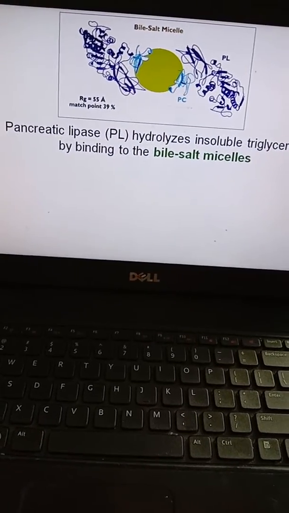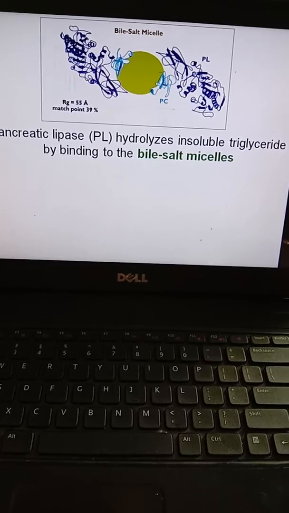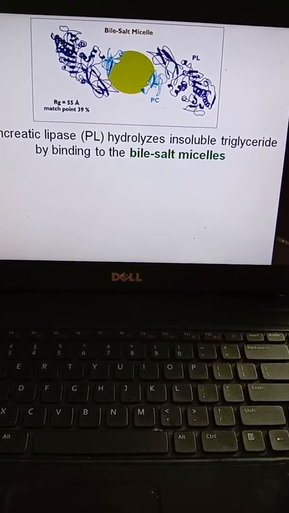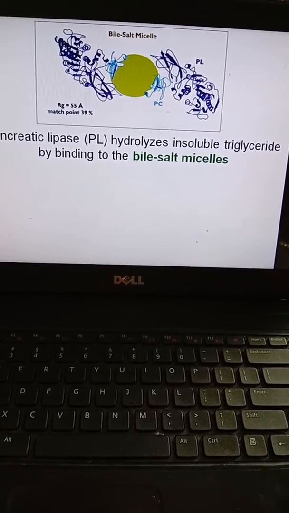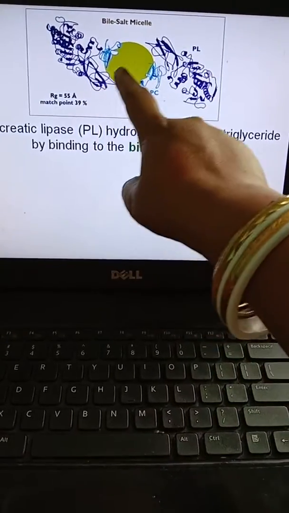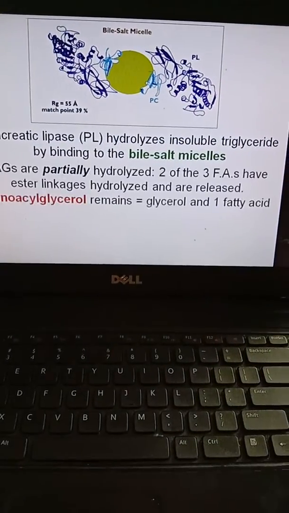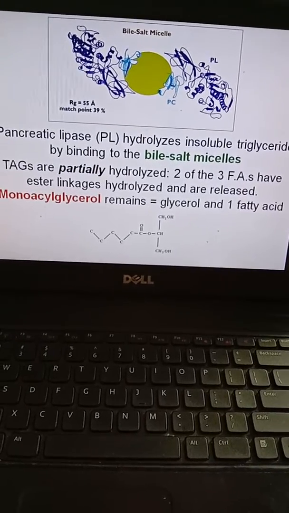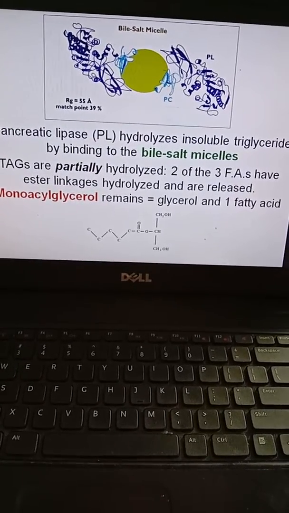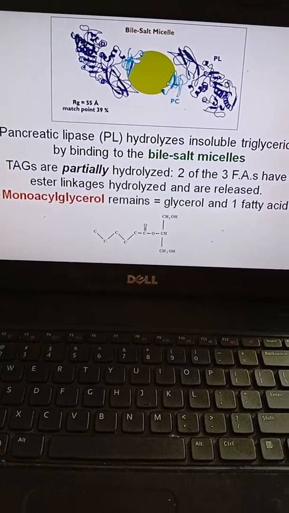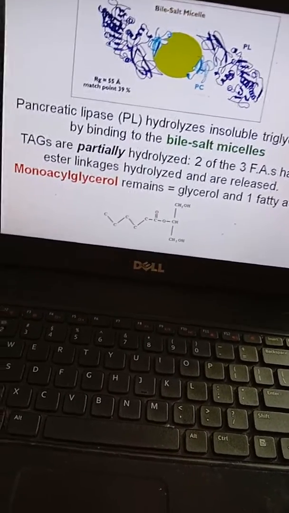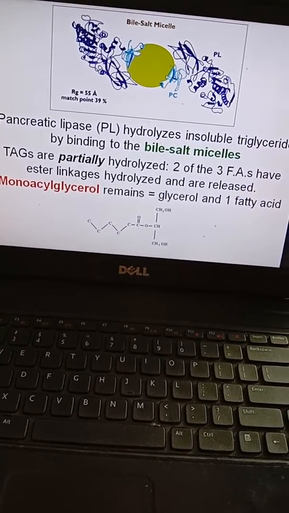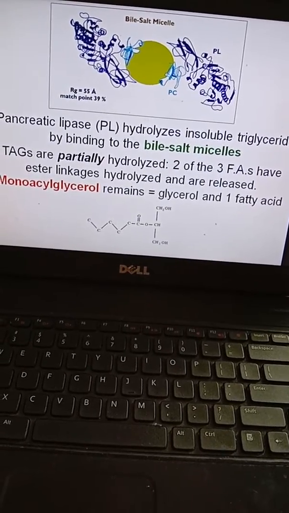Now the pancreatic lipase, PL, enzyme hydrolyzes the insoluble triacylglyceride by binding to the bile salt micelle. So bile salt and triacylglyceride will form a micelle. TAG is partially hydrolyzed, and the ester linkages are hydrolyzed and fatty acids are released. So it will be converted into monoacylglycerol, and from 1 triacylglycerol, glycerol is formed and 3 acyl groups will be liberated.